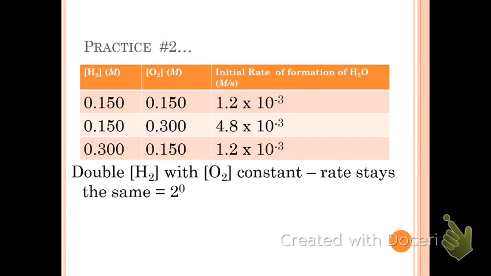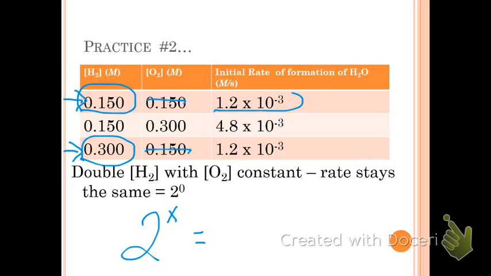In this one, we are going to double H2 and we want O2 constant. I'm going to use the experiment of 1 and 3 because in 1 and 3 my O2 doesn't change, but my H2 goes from 0.150 to 0.300, which is a doubling.